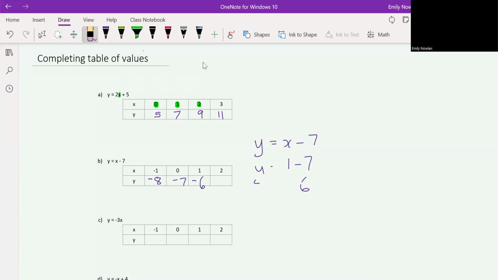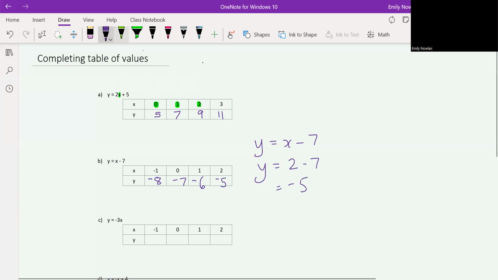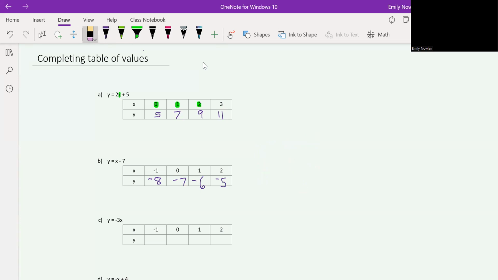And then the last one to do is x equals 2. So it's y equals 2 minus 7, which is minus 5. And that goes in there. And that has completed that table of values. Okay, next one.